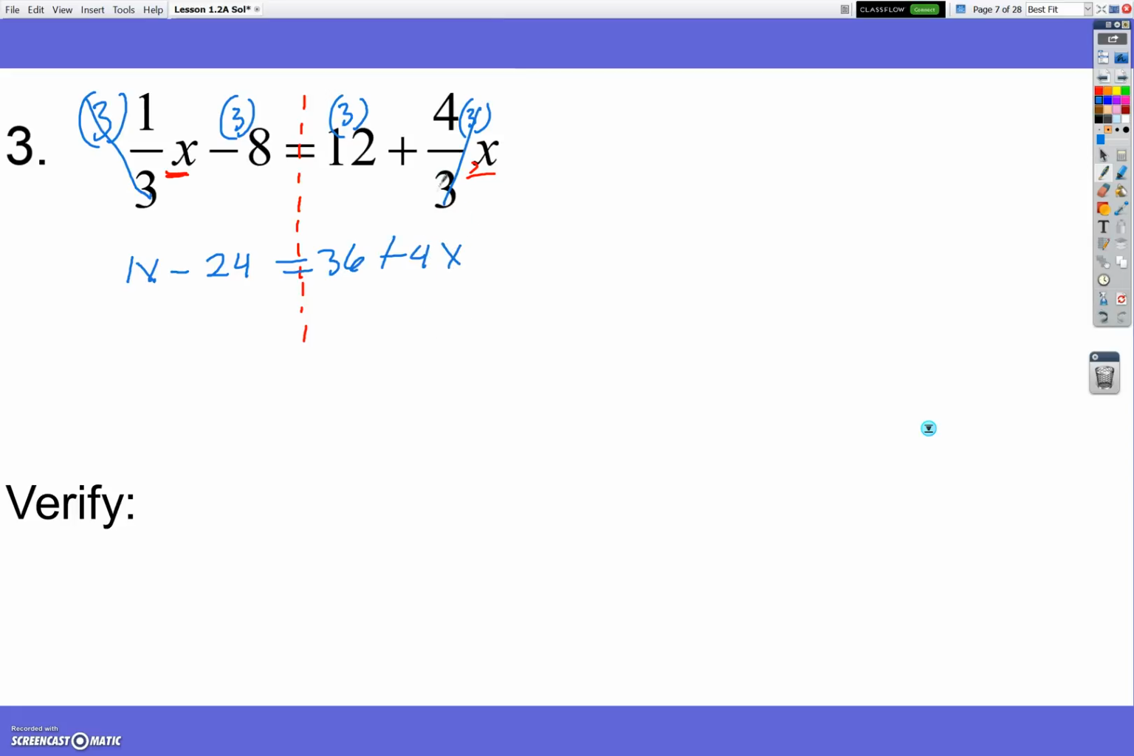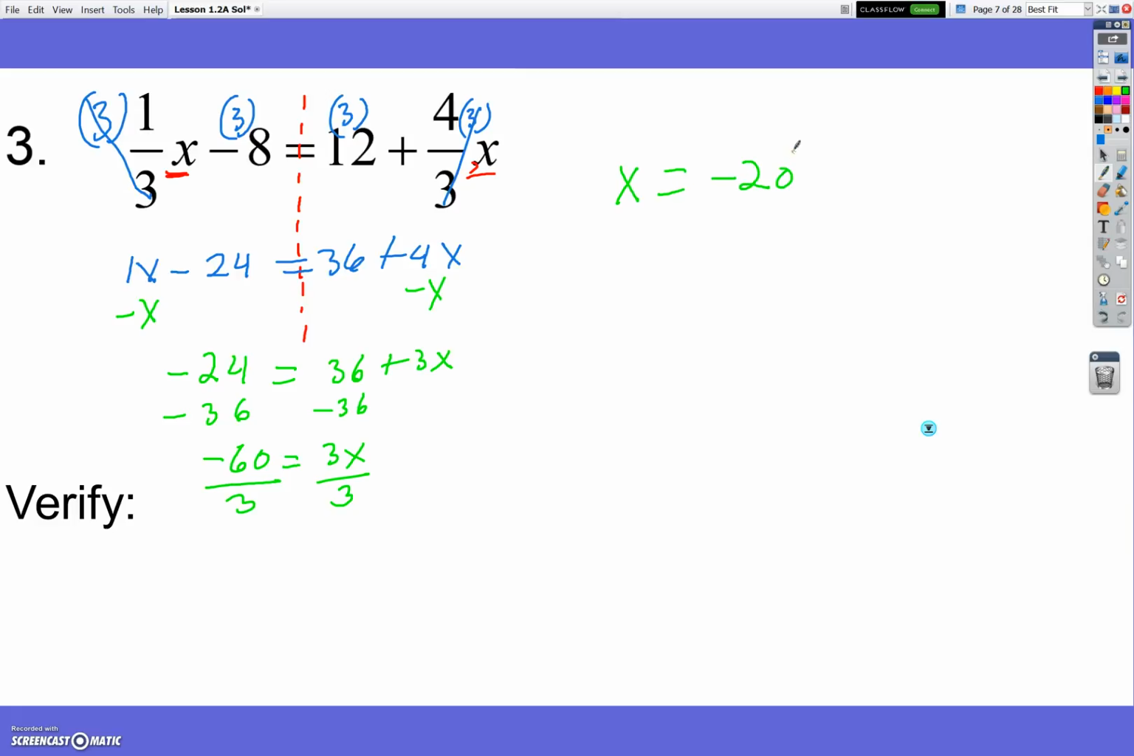Now, I want to keep it positive. Would I keep the variable positive by subtracting 1x from both sides or 4x? So to get the variables on one side, I'm going to choose to subtract 1x on both sides. And that would leave me with negative 24 is equal to 36 plus 3x. I would then minus 36 on both sides to get negative 60 is equal to positive 3x. My last step is I would divide both sides by 3 to get x is equal to negative 20.